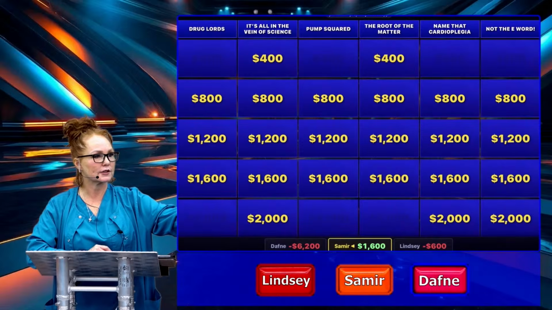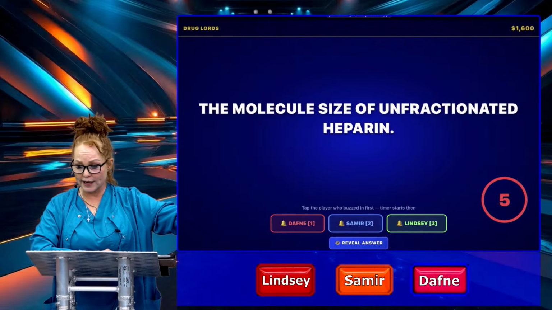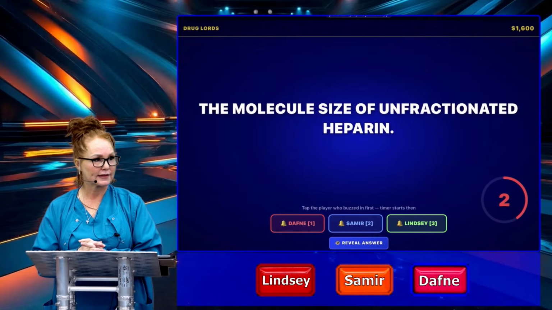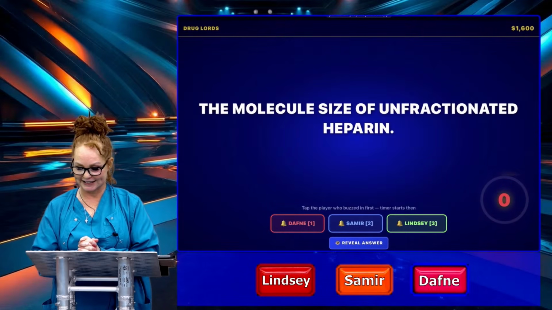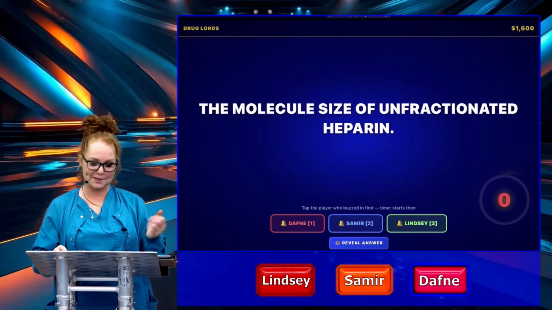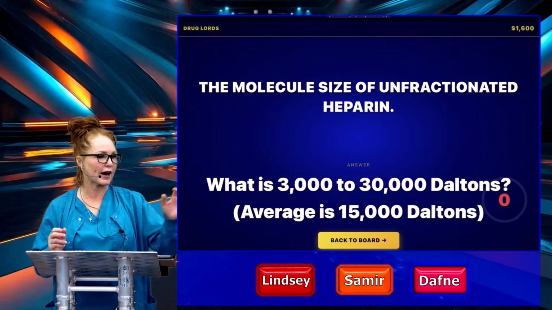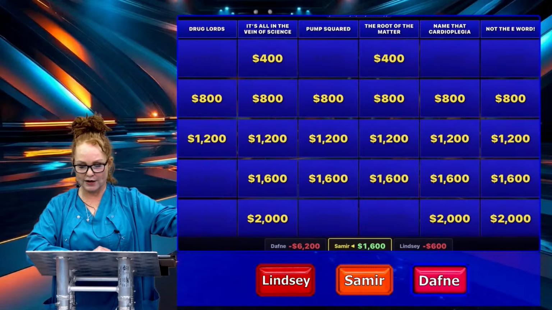Samir, still control. Let's go with drug lords for 1600. The molecule size of unfractionated heparin. Oh, gosh. Nobody? These are hard. It's double jeopardy. What is 3 to 30,000 Daltons? Average around 15,000.